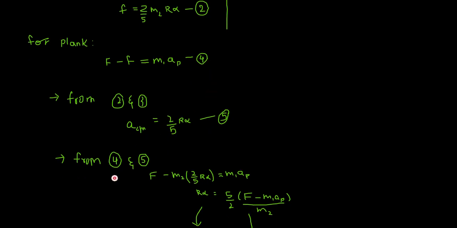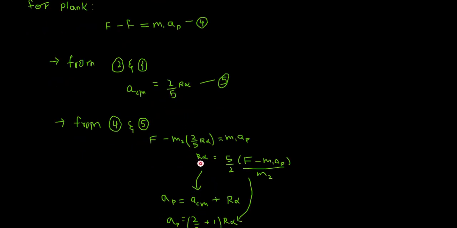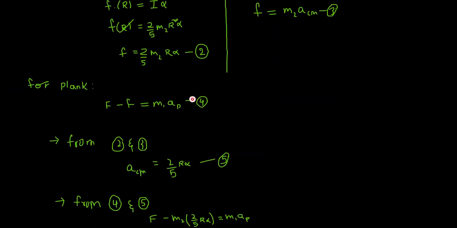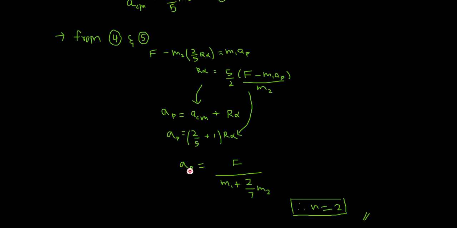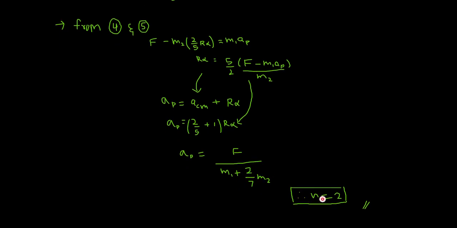In the fourth equation, in place of friction we substitute mass m2 times the acceleration of the center of mass, and in place of the center of mass acceleration we substitute 2/5 r alpha. From this we get the value of r alpha. Substituting r alpha into equation 1 and doing the calculation, we get the acceleration of the plank equal to F by (m1 plus 2/7 m2). So the value of n is 2.